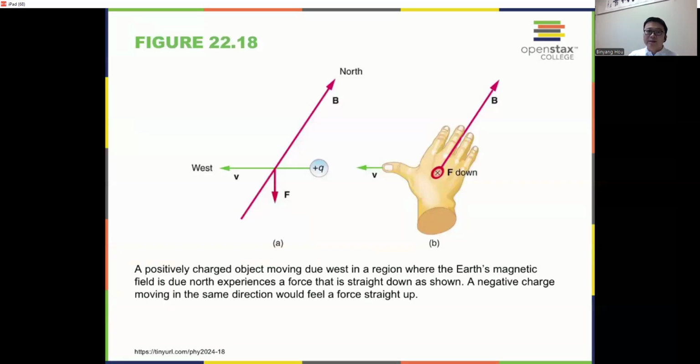So an example here. There's a charge moving towards west here. The B field, magnetic field, is in this direction. So you put your forefingers in the direction of the B field, and your thumb in the direction of the velocity. Then your palm is facing down. So that's the force direction. It's facing down in this case.